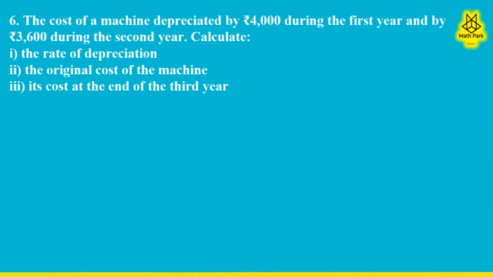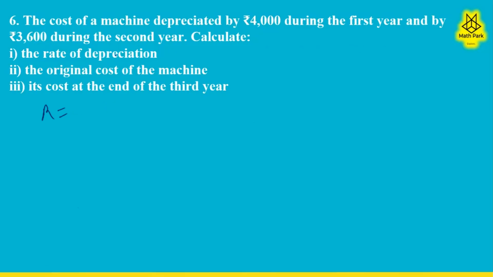Moving to question number 6. The cost of a machine depreciated by rupees 4,000 during the first year and by rupees 3,600 during the second year. Calculate the rate of depreciation. Okay, so the rate of depreciation is again easy.